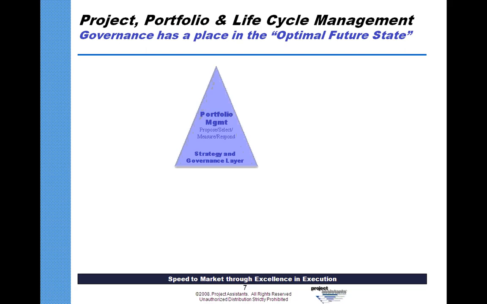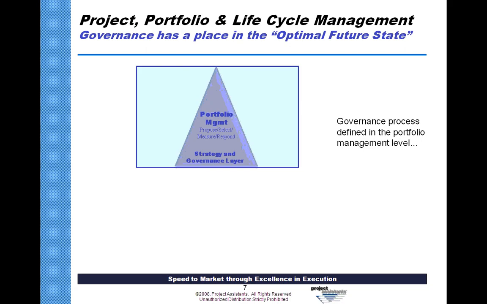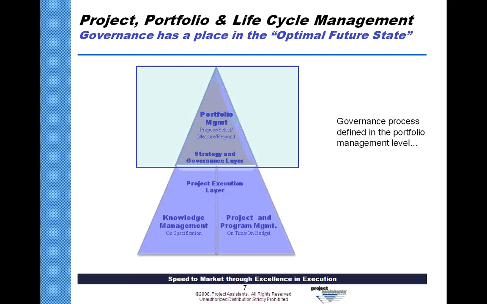For example, at the highest level, we see portfolio management sitting at the top of a pyramid, where we have a strategy and governance layer, where we do things like propose, select, measure, and respond to the entire organization's needs. So the governance process that we'll talk about later in the presentation typically would be defined as the portfolio management process.